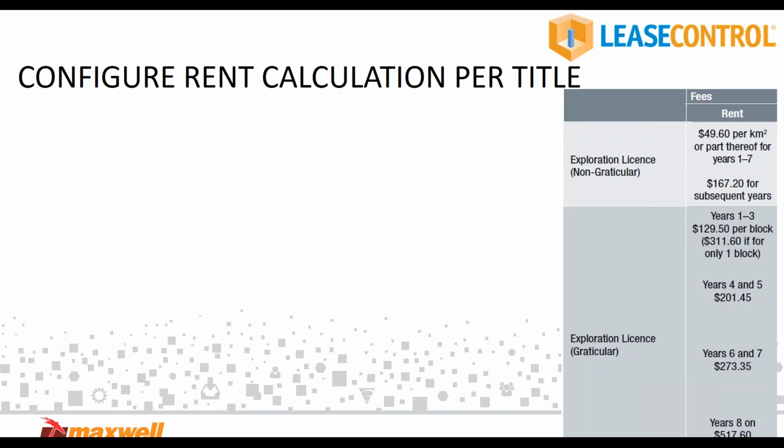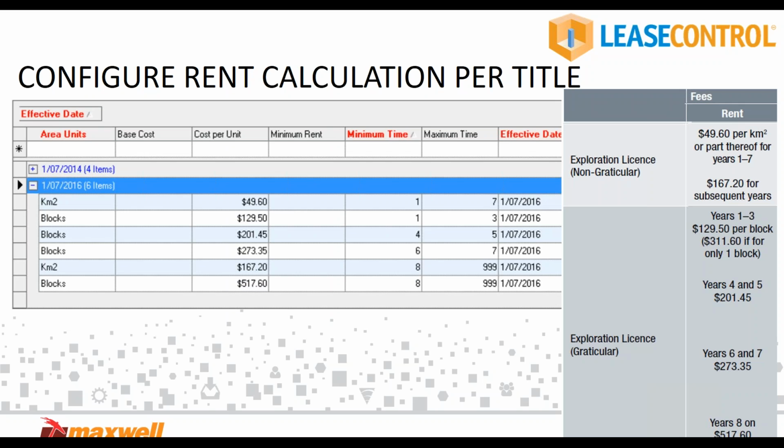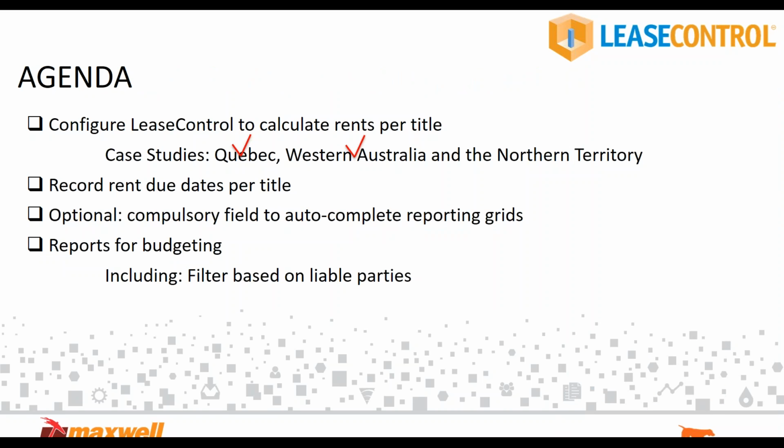Just briefly, you will note that the exploration licences whose areas are not governed by particular blocks, in this case instead measured by square kilometres, can also be entered into the rent grid without any issue. LeaseControl is smart enough to look for the area type that matches the title when calculating the rent. That's Western Australia, the process for which applies to every title that has a rent fee per unit of area, noting that again the filter can be used for many different purposes.